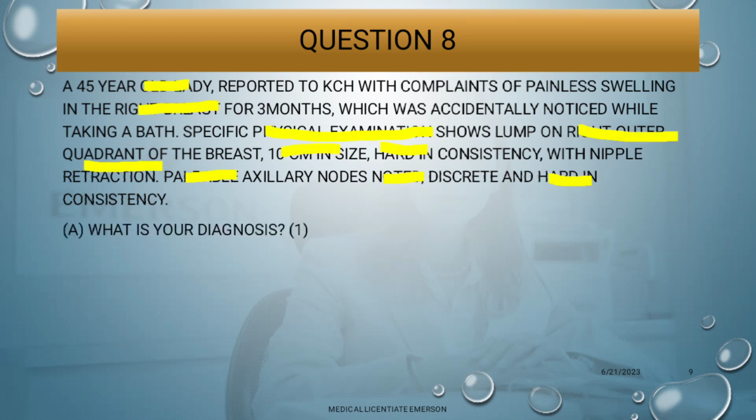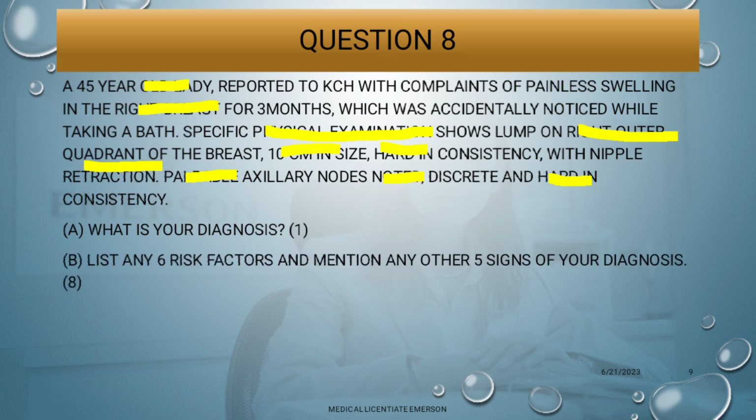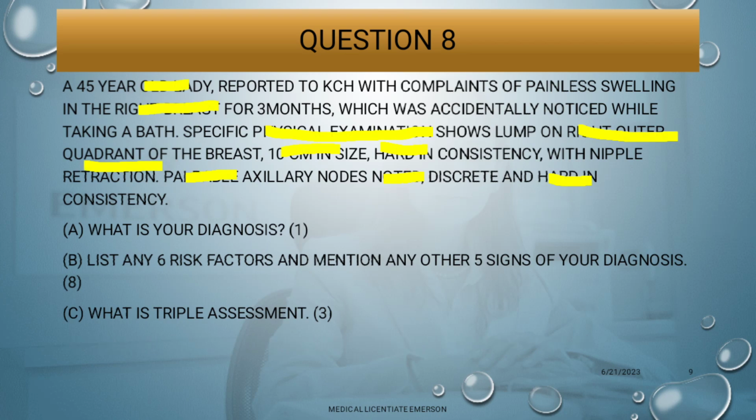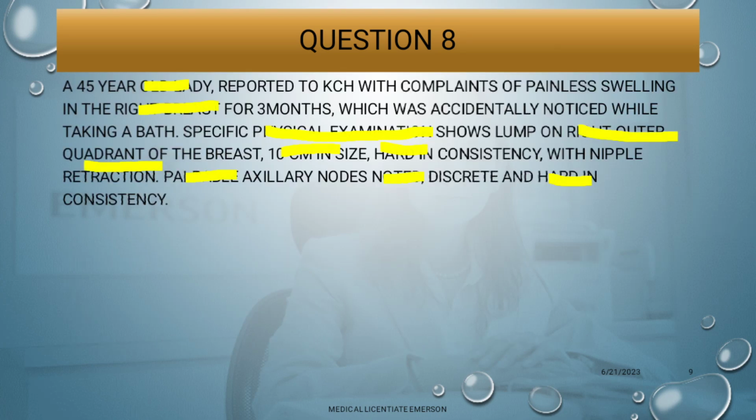Then the next question is asking, what is your diagnosis? List 6 risk factors and mention 5 other signs of your diagnosis. What is triple assessment? Then what are the methods of getting a biopsy? Okay, so let's go back and start with your diagnosis.